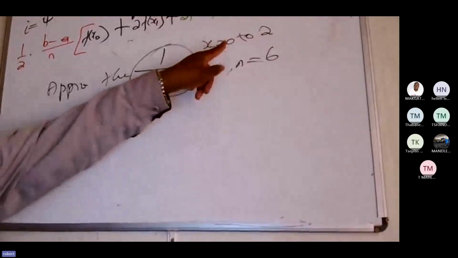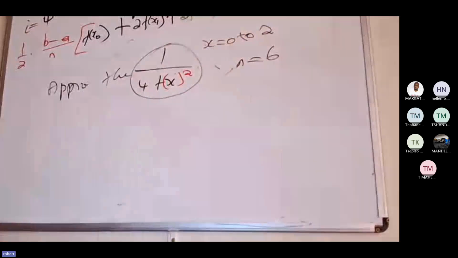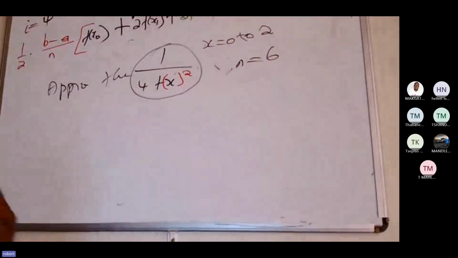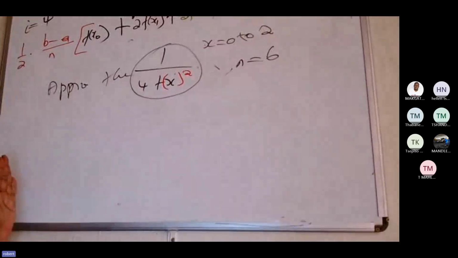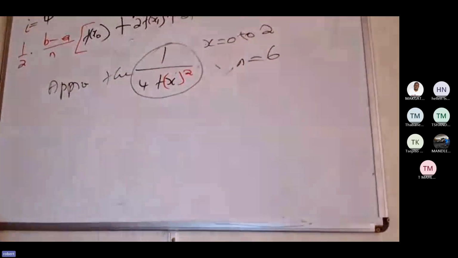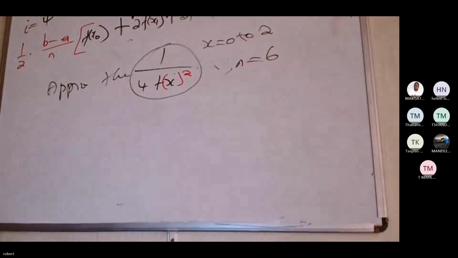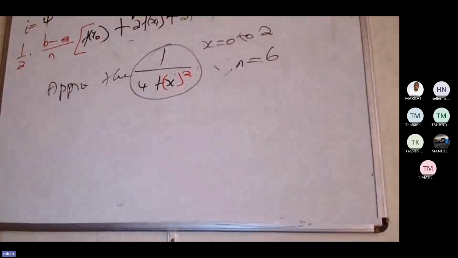From x equal to 0 up to x equal to 2, you are going to divide that section into how many equal parts? Into 6 equal parts. From there, you must now approximate the answer using this.